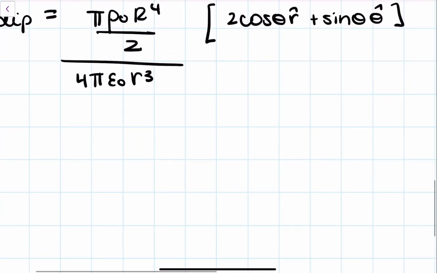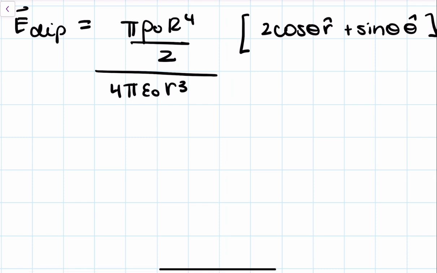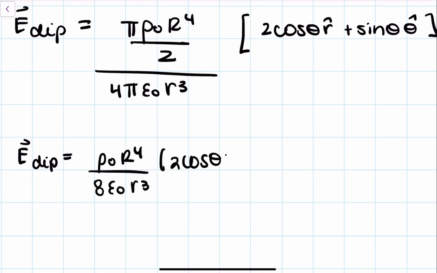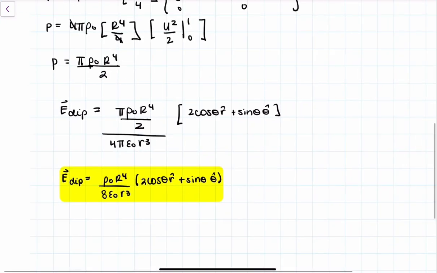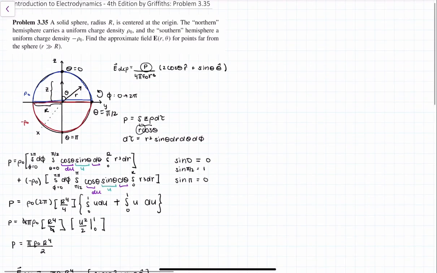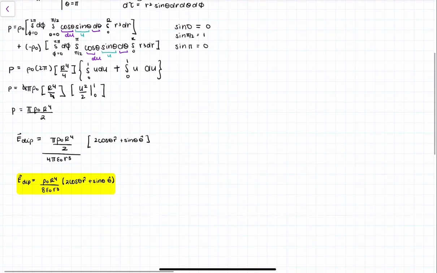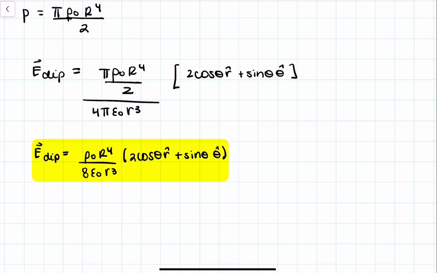Okay, and by simplifying this expression, we get... so we successfully found the dipole moment of this charged sphere, and we were able to find the electric field at points very far away from it as well.